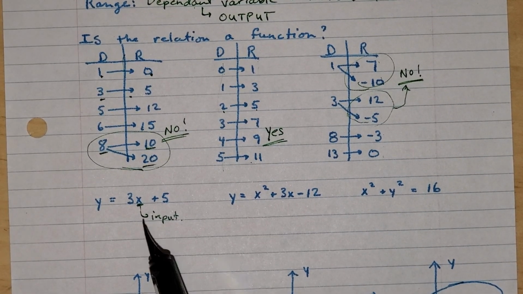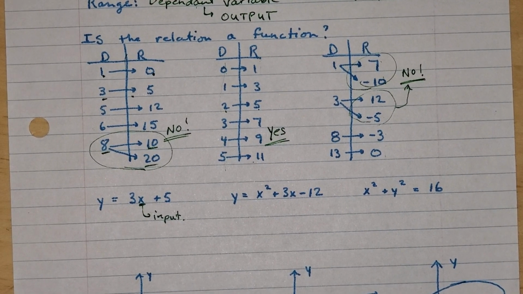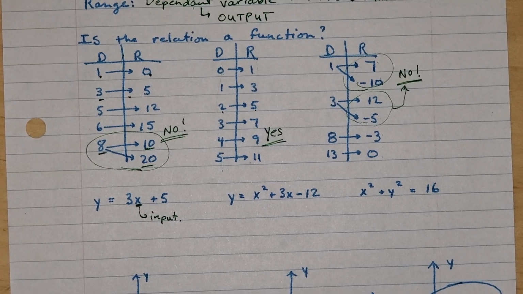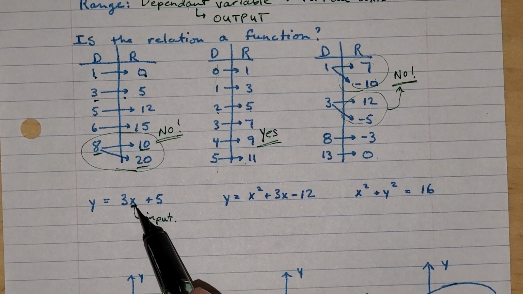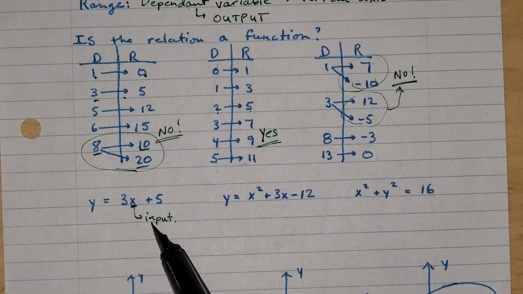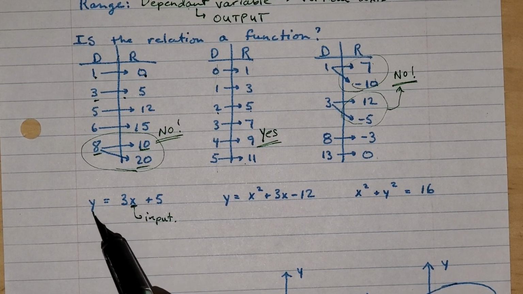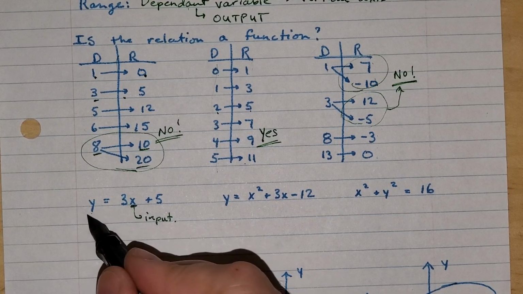Okay? Pick some numbers and plug them in here. Doesn't matter which numbers. Let's say I plug in the number 1. Well, 3 times 1 is 3. 3 plus 5 makes what? 8. So an input of 1 gives an output of 8, right?